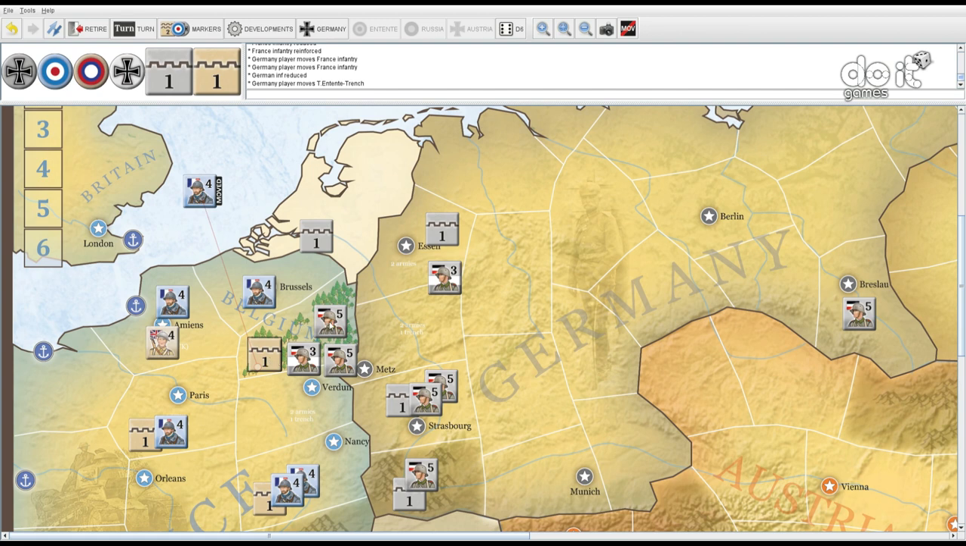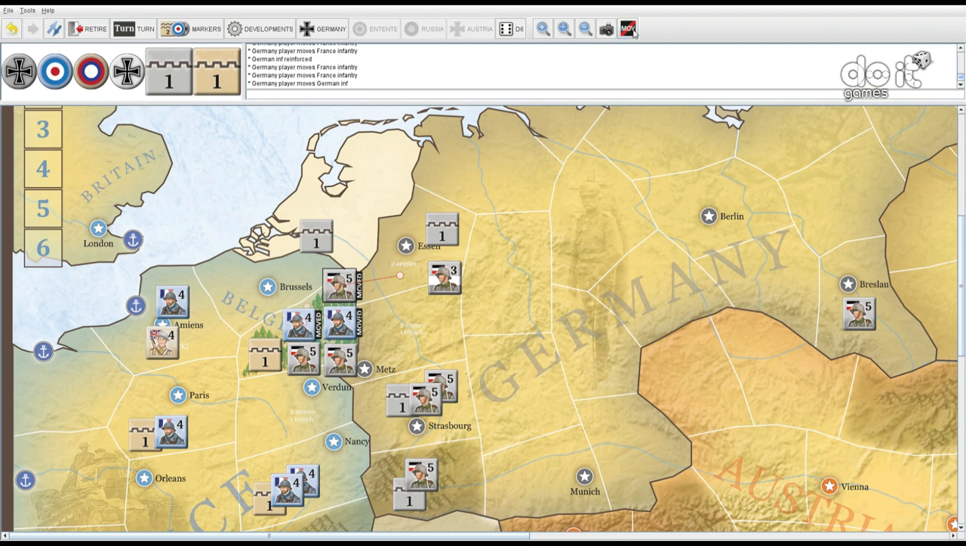Let's do another example. Imagine that there are 2 French units here. This is the initial situation, and the German says, okay, I will activate 3 units. This one will attack this unit, this one will attack this unit, and the third one moves and supports this attack.